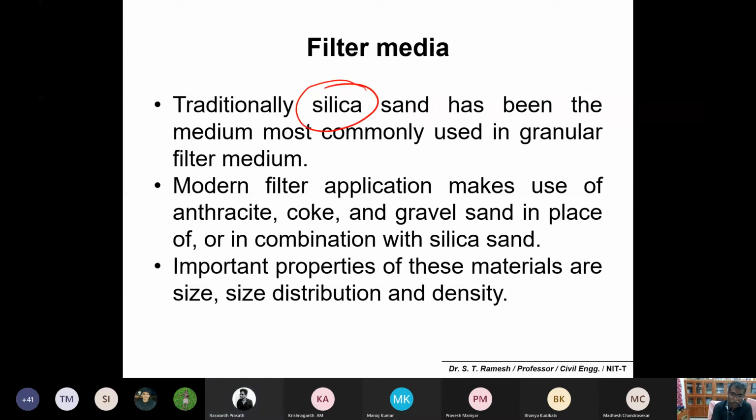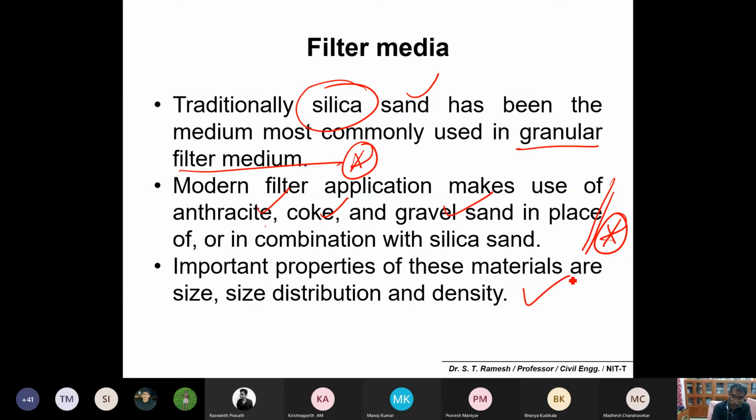And filter media, anyway, we have already touched upon. Traditionally, they normally use silica sand as a granular filter medium. And in modern filter operations, they normally use anthracite coal, coke, and also gravel sand, in place of or in combination with silica sand as well. Please make a note. Initially, it started with only silica sand. Now you can also have combinations of anthracite, coke, and gravel sand in place of or in combination with silica sand as well.